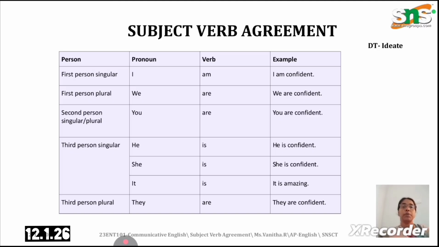The first person singular pronoun I takes am. I am confident. We are confident. You are confident. Third person, he is confident. According to the subject, that is the pronoun, the verb changes: the use of is, am, are. There you know which verb is singular and which verb is plural. So it depends on that: when you're using a pronoun, which verb you're supposed to use. These are called pronouns.